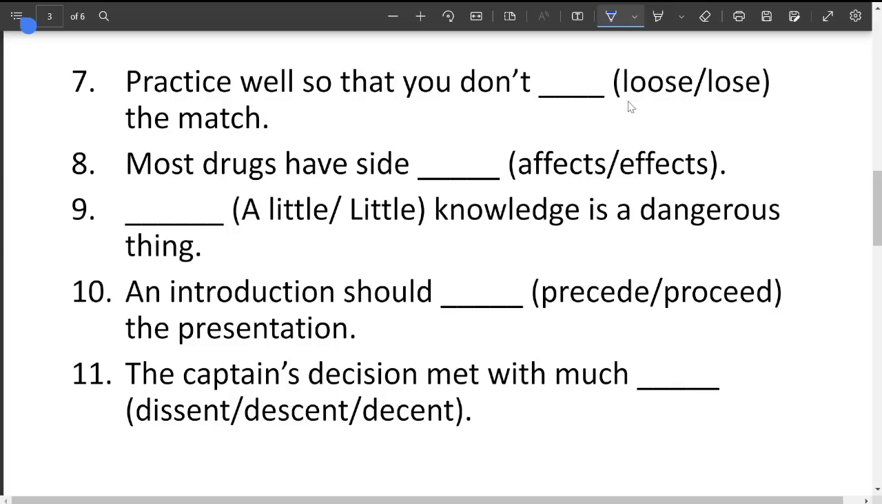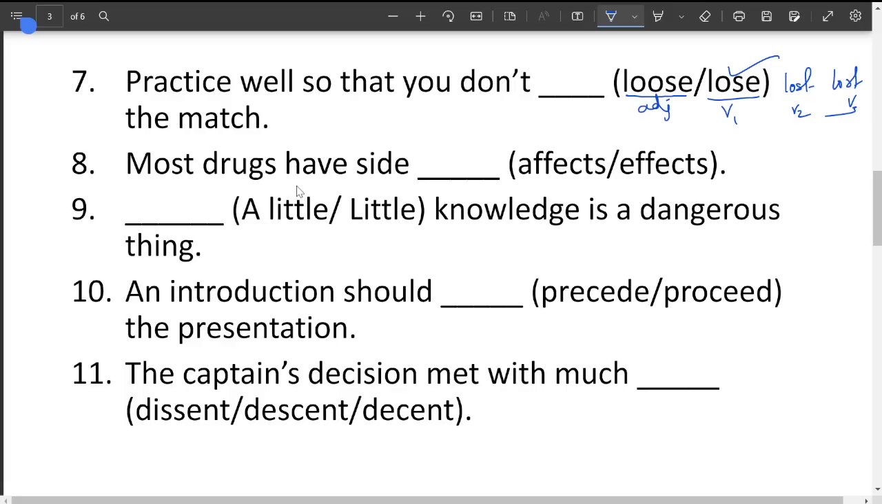Now which lose? Be careful with these two words, these are very confusing ones. This lose is an adjective, this lose is a verb. Now what is this adjective lose? Lose in the sense which is not tight. For example, you can say my shirt is very loose, which is not tight. Okay, that is LOOSE. This lose is about lost. Lose, lost, lost. This is V1, V2, V3. This is about losing the game. Okay, now if you look at this, practice well so that you don't lose the match. Which lose can be used here? Only the verb can be used, not the adjective.